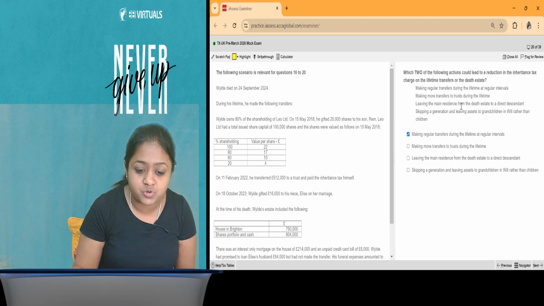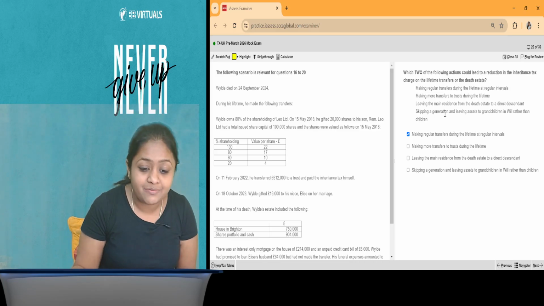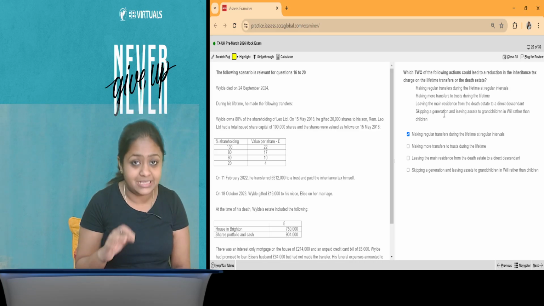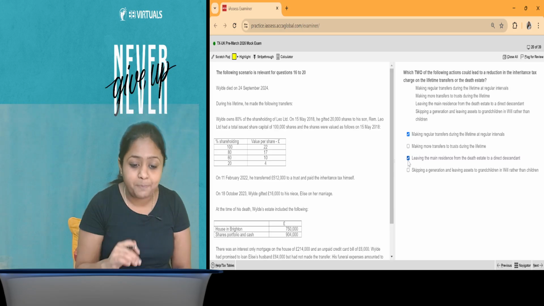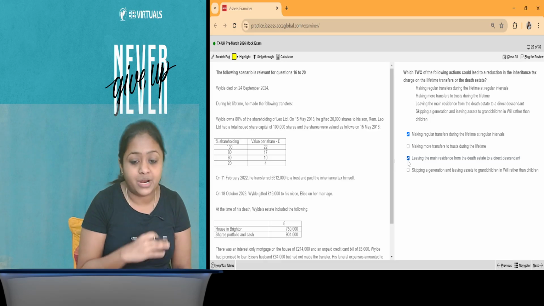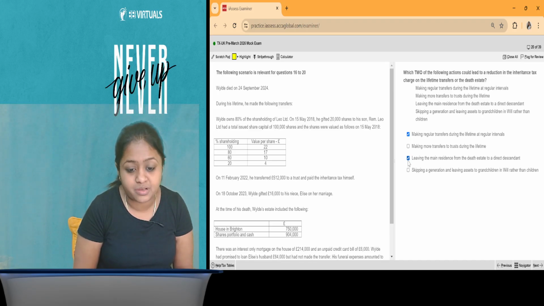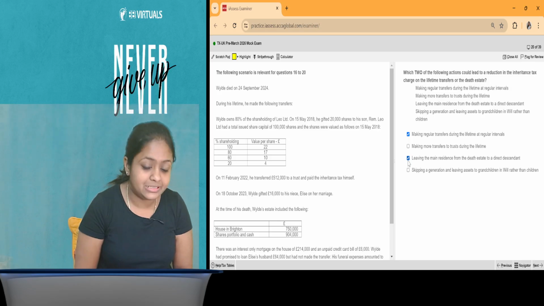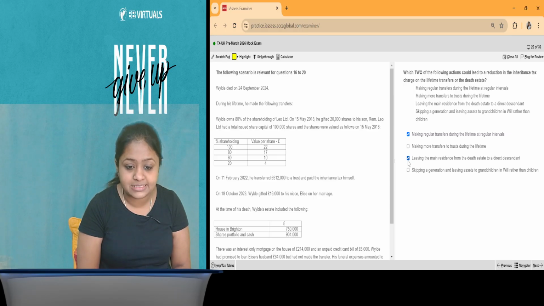Making more transfers to trust during lifetime, no, absolutely it will increase your lifetime tax. Leaving the main residence from the death estate to a direct descendant, of course, this will give you RNRB. Skipping a generation and leaving assets to grandchildren in the will rather than children. Yes, it is beneficial from the death estate point of view.